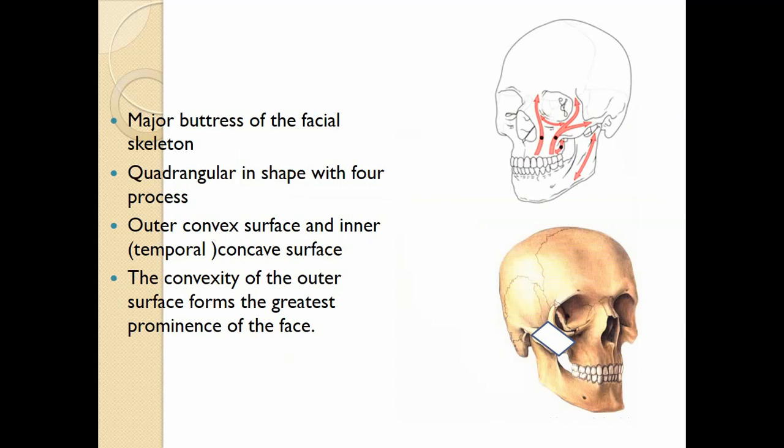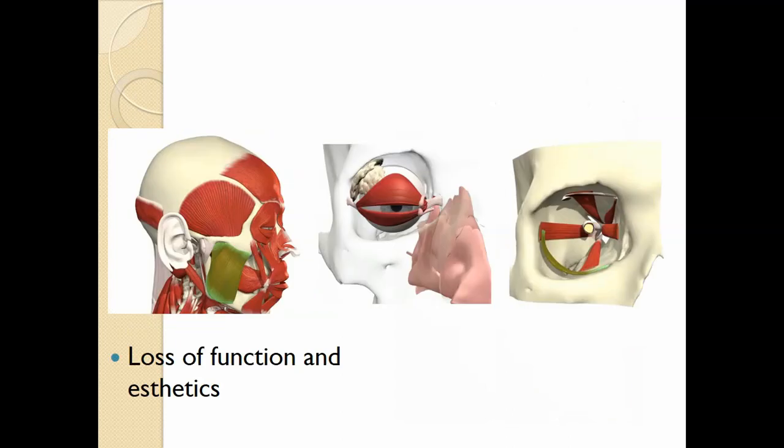Mainly the buttresses. There are two types of buttresses: horizontal and vertical. Mainly by the nasomaxillary, zygomaticomaxillary, and pterygomaxillary. These are the main buttresses that support the facial skeleton. And the outer convex surface and the inner convex surface are there. The convexity of the outer surface forms the greatest prominence of the face.